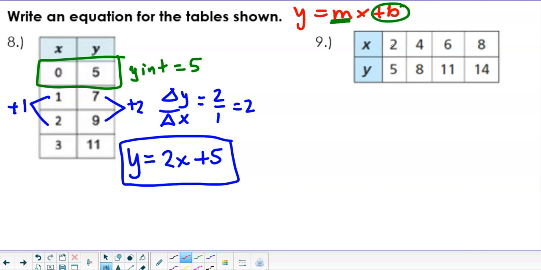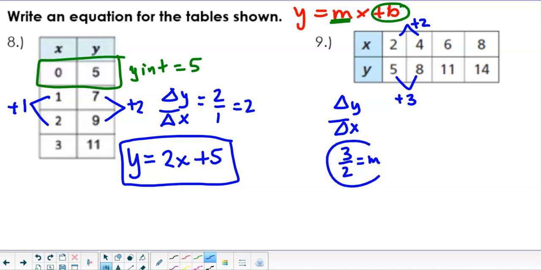Question number 9 does not have an x with a value of 0. So therefore I can't take a shortcut with the y-intercept. But I can still find the rate of change. So I'm going to look for a pattern between any 2 points that I want. So it looks like the change in y here is up 3. And the change in x here is up 2. So the rate of change is 3 over 2.